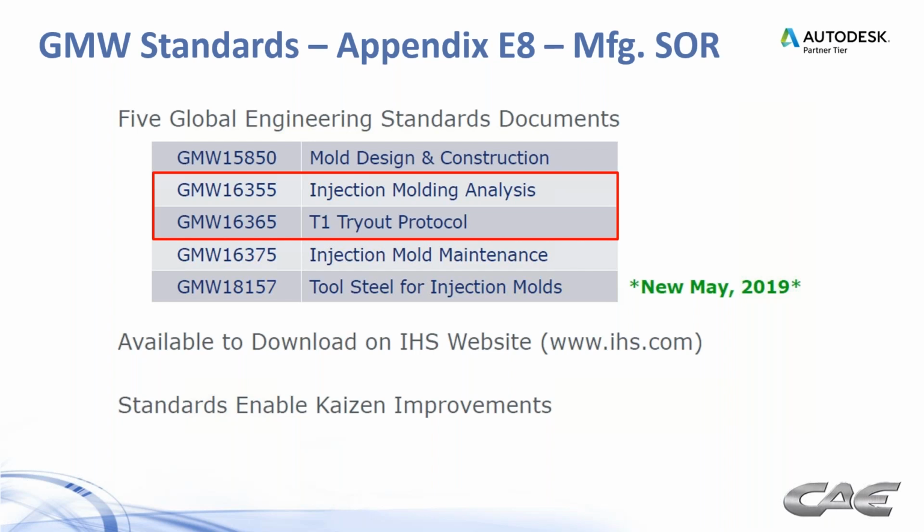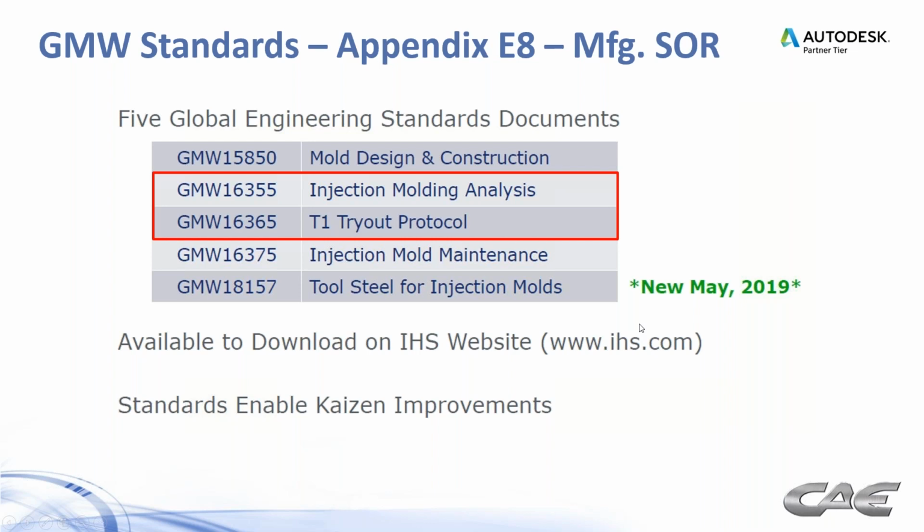And these are the documents that are involved in the GM standards. It all stems from the Appendix E8, if you're familiar with that. It's a manufacturing statement of requirements. The two we're going to focus on are the GMW 16355, which relates to the injection molding analysis, Moldflow analysis, and then the 16365, which is the T1 tryout protocol. These are available for download on IHS website at ihs.com. So if you don't have those standards, I recommend you go to the website and get those, and then you can read them for yourselves.